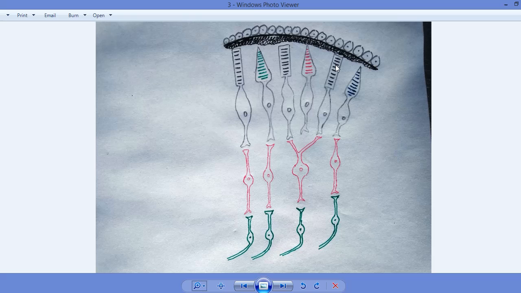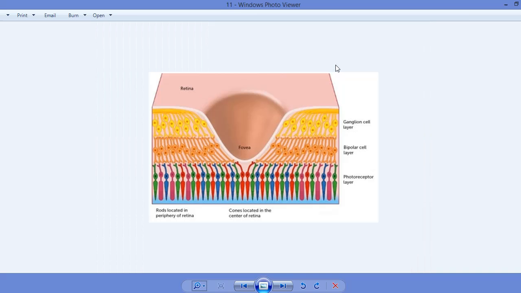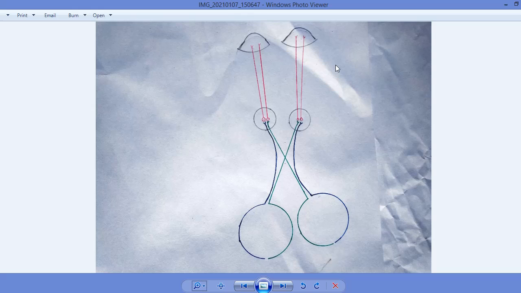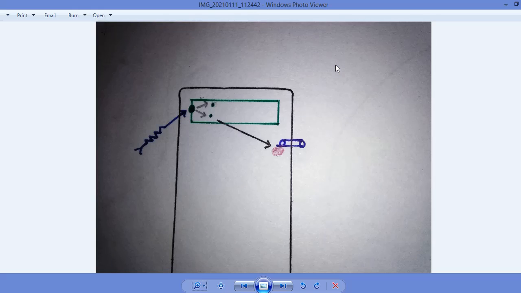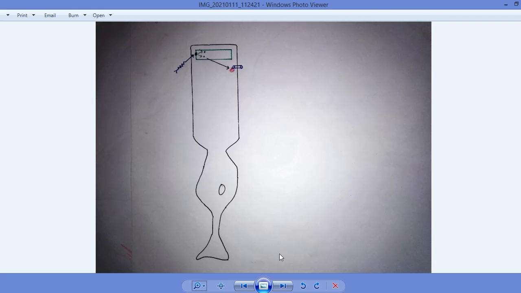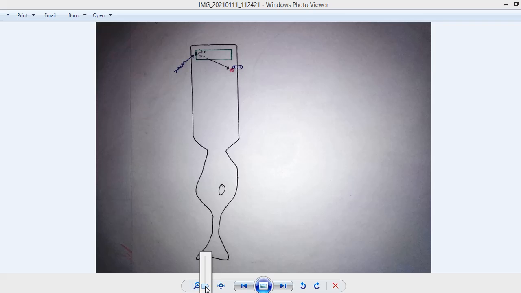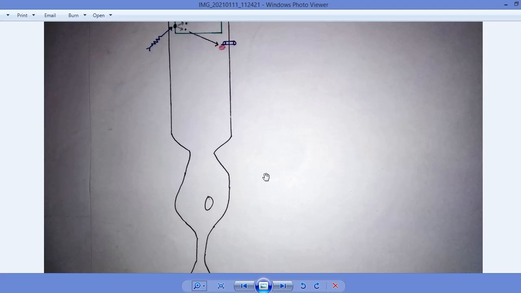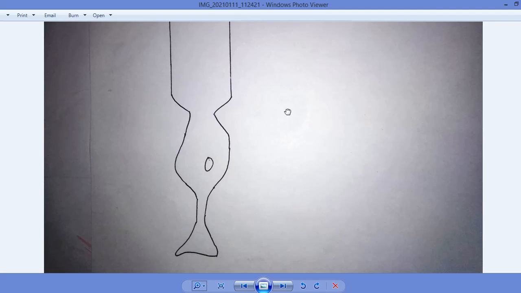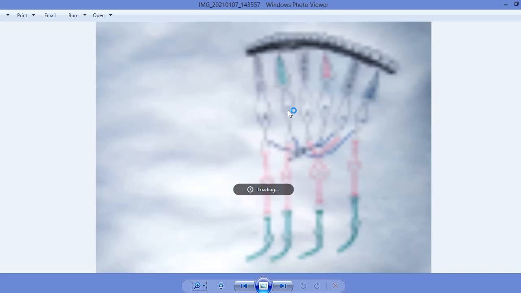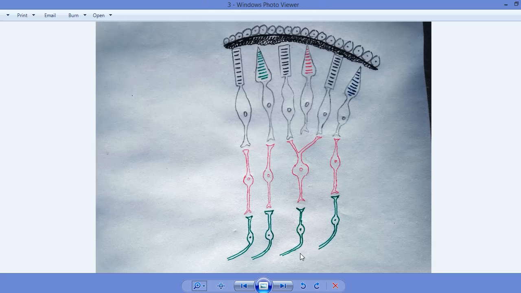So normally what happens, when the light falls on the retina, it means the light goes through these two layers. The light goes through these two layers and will fall on the rods and cones.